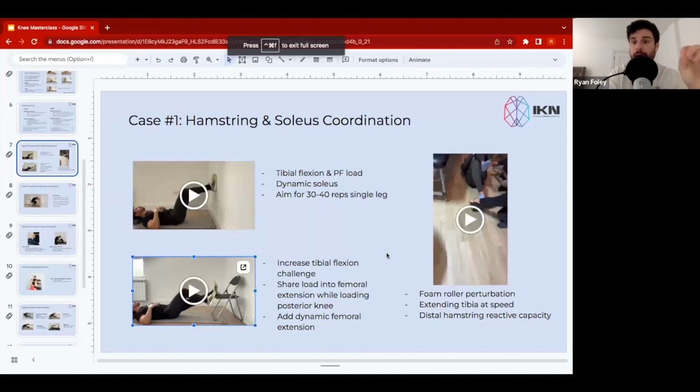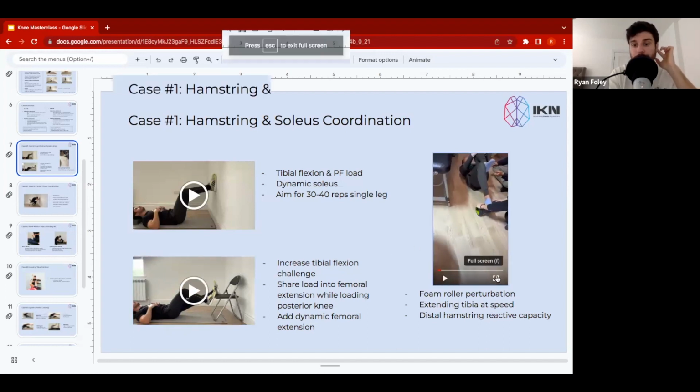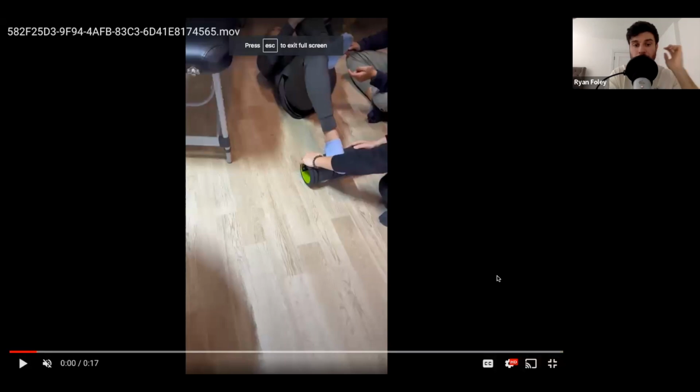If we wanted to really challenge things even further, especially through the distal hamstrings, we can use a strategy like this, where we're using a foam roller perturbation. And this is a clip from a recent level 1 course in Hong Kong, where we have the client get into a bridge position with the forefoot in contact with the foam roller. And we can manipulate the amount of flexion at that tibia. So we can keep the tibia more flexed at the beginning, and challenge it by pre-positioning it into more extension.